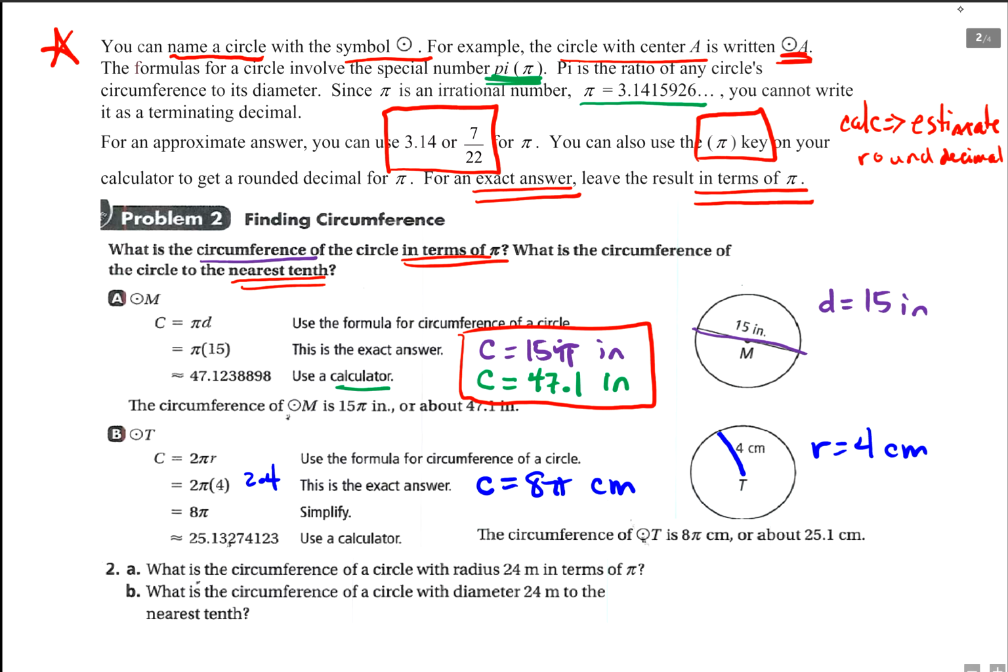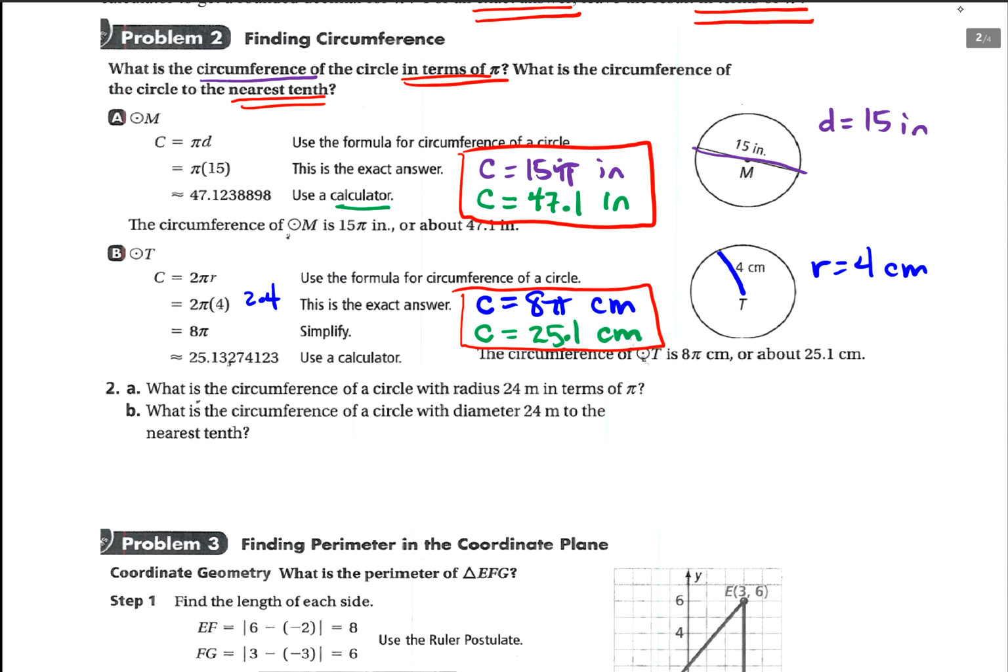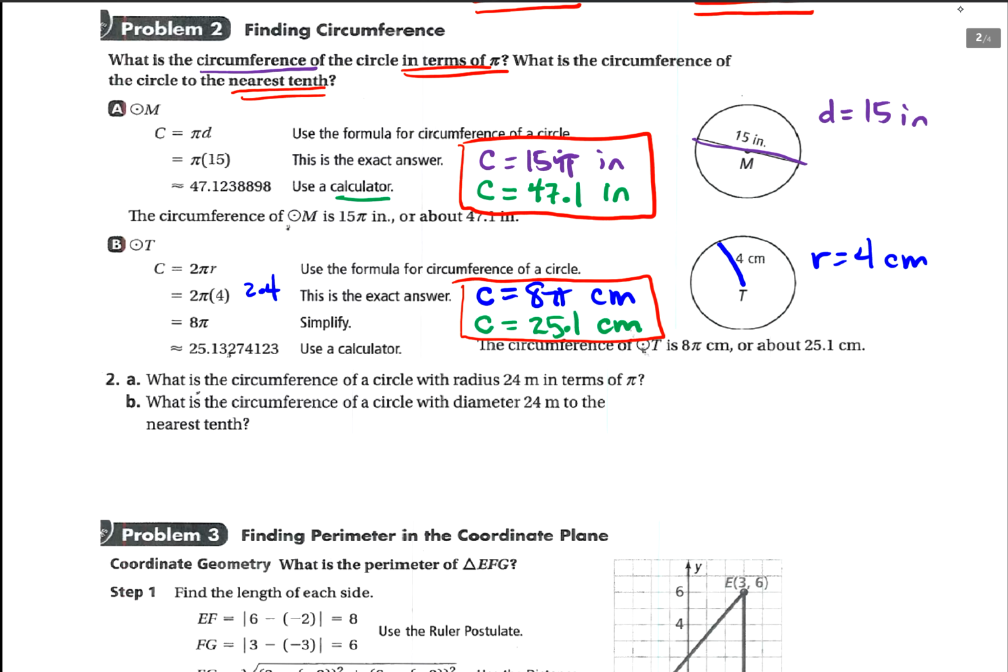And then, if we want it to the nearest tenth, we put it in our calculator, and our circumference is 25.1 centimeters, because we round here, 0.1327 just rounds to 0.1. Again, both of these answers are the same thing, but one of them is accurate and one of them is an estimate. Okay, go ahead, pause the video, and do problem number 2 here.